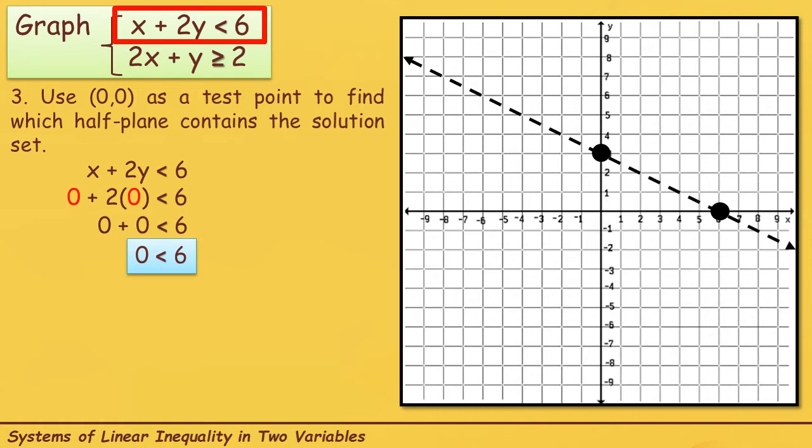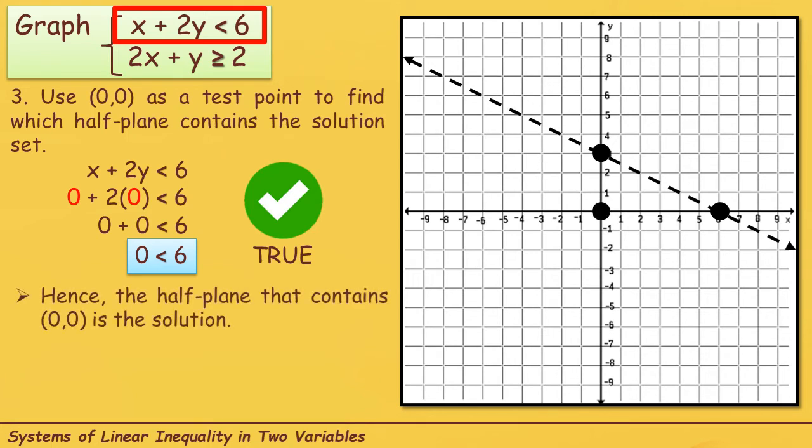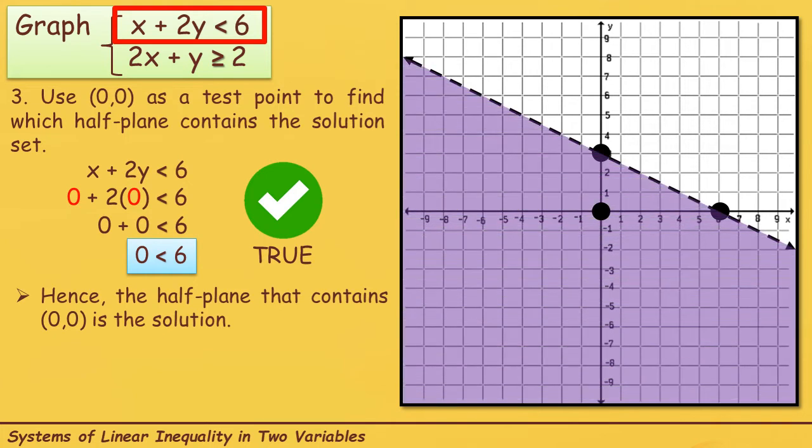Is this a true or false statement? Yes, it's a true statement. Dahil ang 0 ay mas maliit talaga kesa sa 6. So, ito yung ating (0, 0). Hence, the half plane that contains (0, 0) is the solution. Kung ito ay nag-true statement, ibig sabihin yan, itong part na merong (0, 0) ay magiging solution set. Kung yan ay solution set, we need to shade this part. Ayan. Yung shaded part ang solution set ng ating linear inequality.